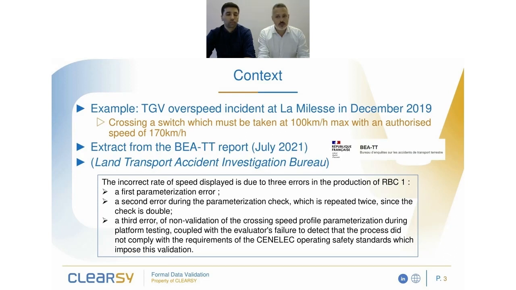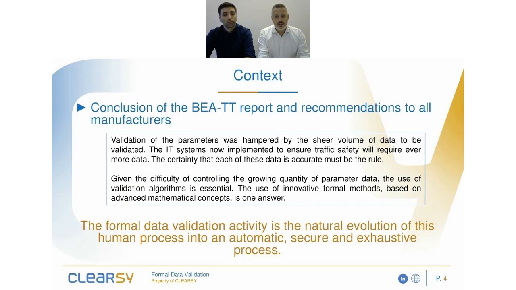As always, it's a combination of multiple errors. There was an error in the manual setting of the parameter, there was an error in the double manual verification, and an error on the test coverage. Problems appear when you want to validate a lot of things manually because we are not machines. And the conclusion of this report is that manual validation techniques are no longer adapted to industrial projects of this size. As a result, formal data validation is a natural evolution of this process to increase confidence, to increase safety, and above all, to have exhaustive coverage of what we want to verify.